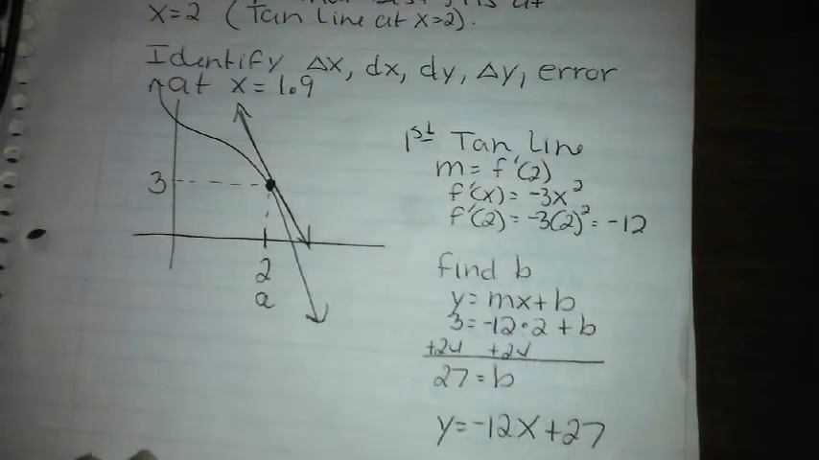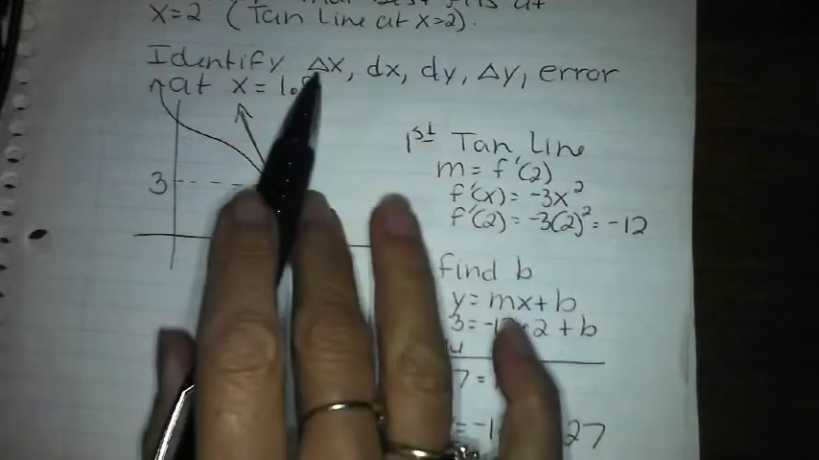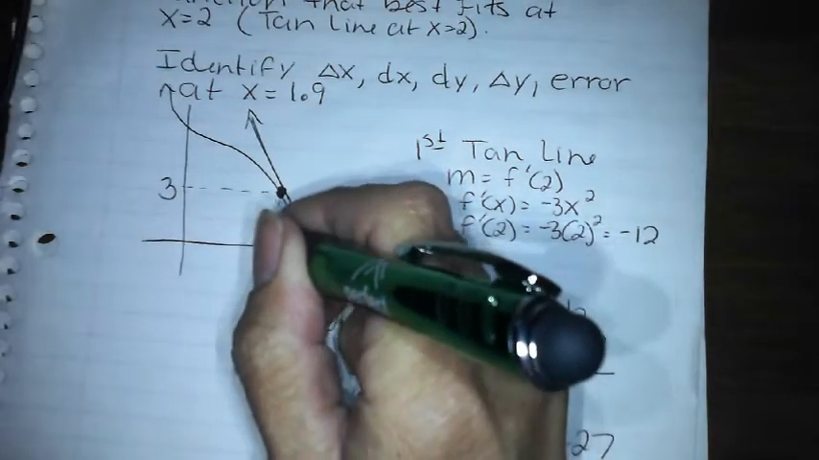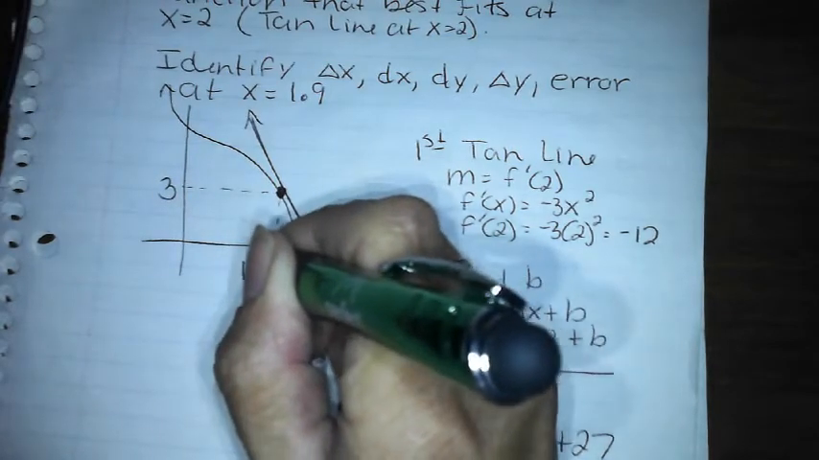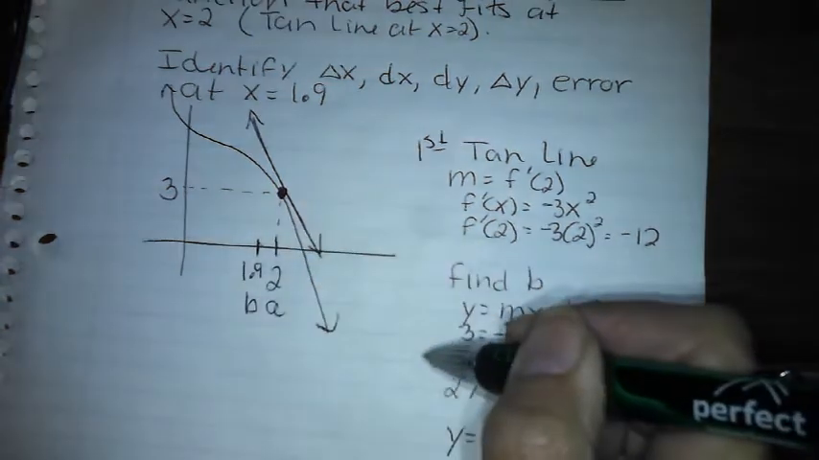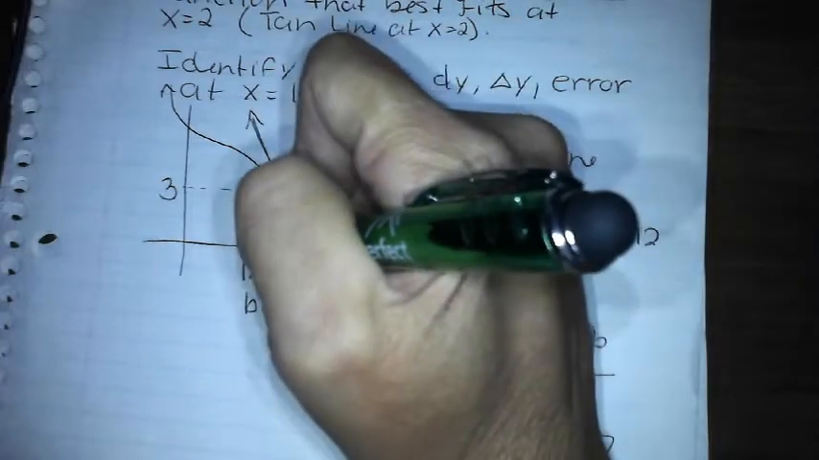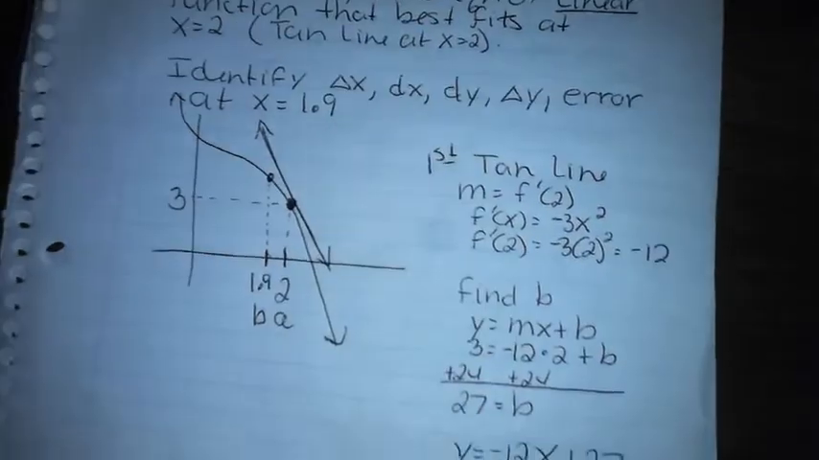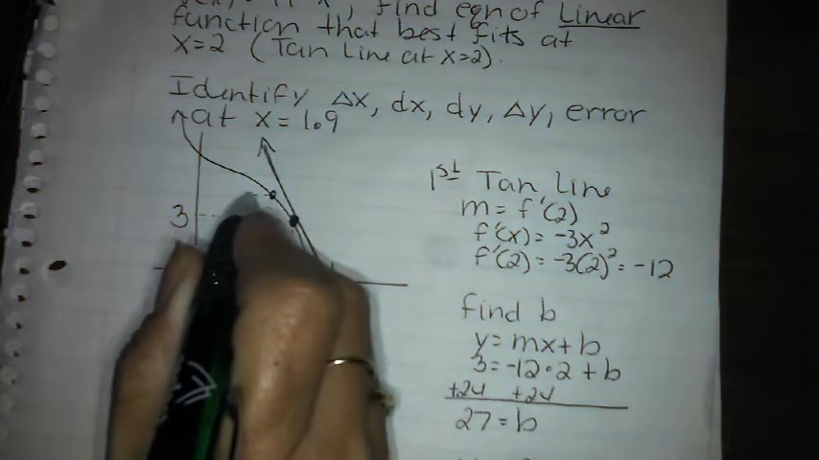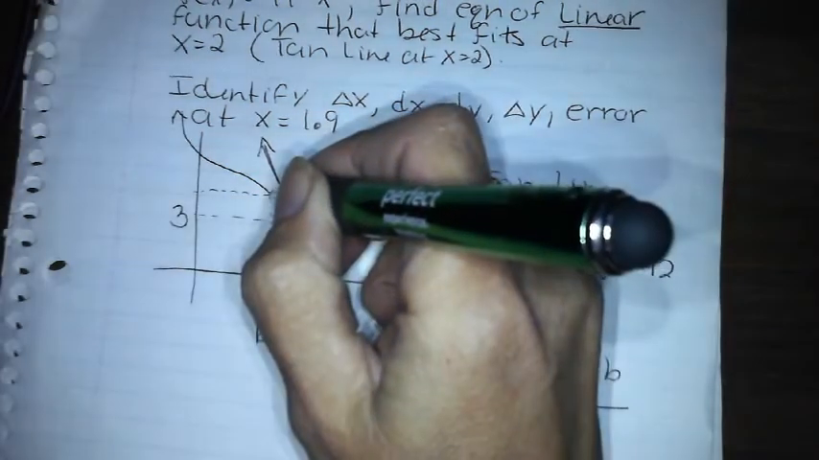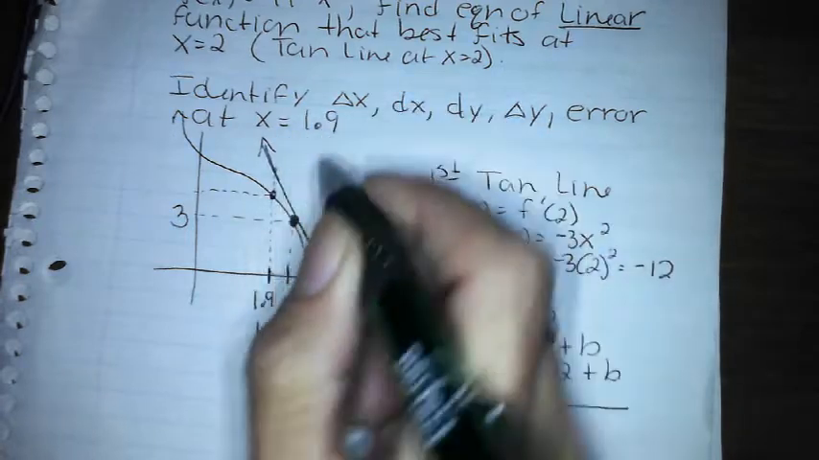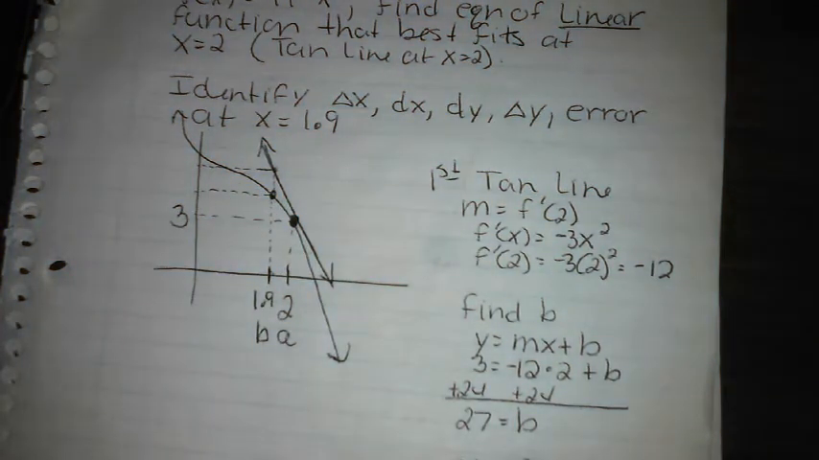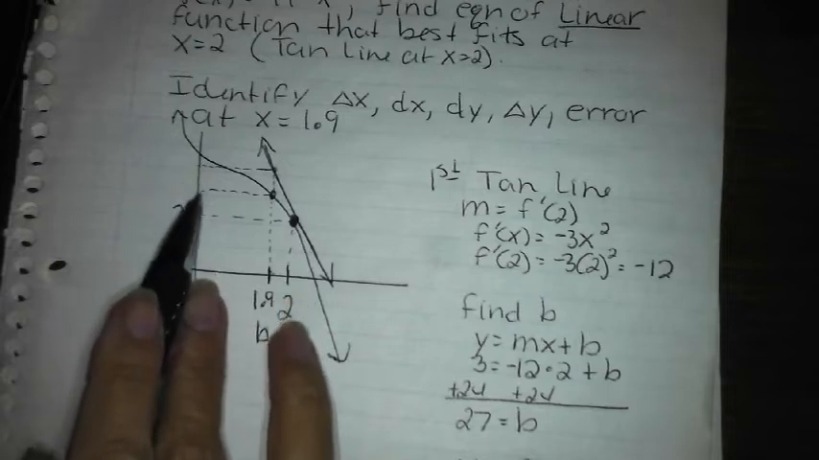Now it says we're going to move to 1.9, so that's going to be really close. Well, I'm going to exaggerate it a little bit. 1.9 is our b value. So now when we go straight up, the original function is going to have a y value, and then the tangent line is going to have a different y value. We can find these two y values because we're going to need them.